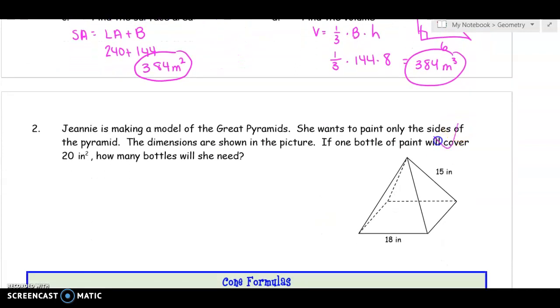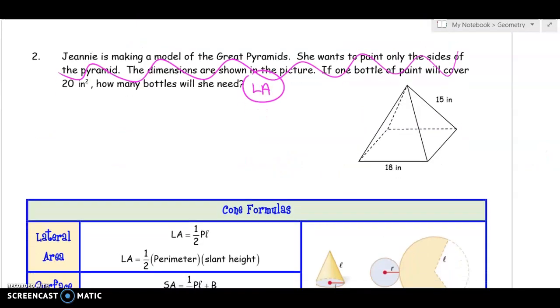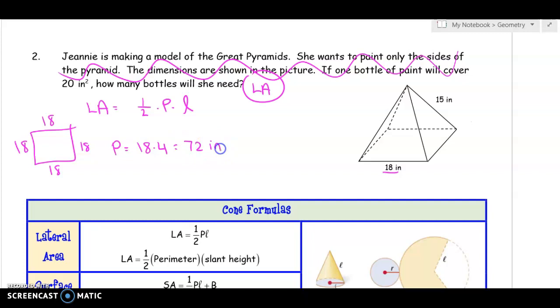For number 2, we're going to change this around a little bit. We're just going to do the lateral area of this thing. Don't worry about the words that go with it. The lateral area of a pyramid is going to be 1/2 times the perimeter times the slant height. Perimeter, we can find that. The base is a square, and you can see each side is 18. If you want to draw the square off to the side, you can do so. The perimeter of that is going to be 18 times 4, which is 72 inches.